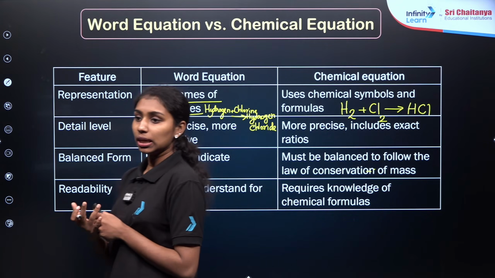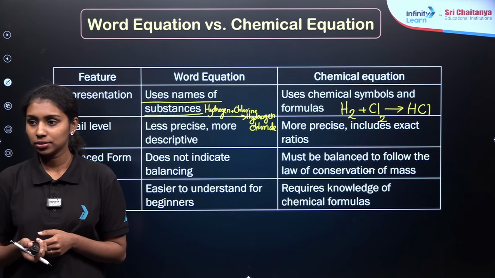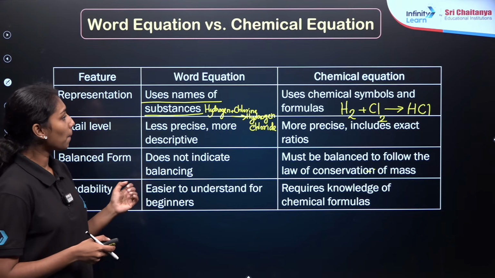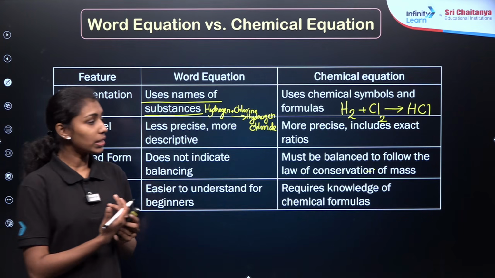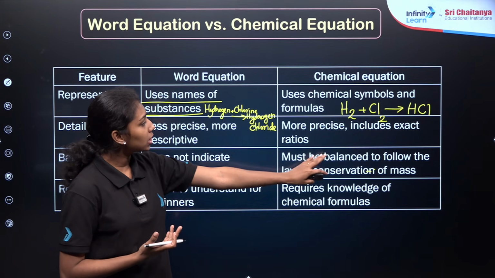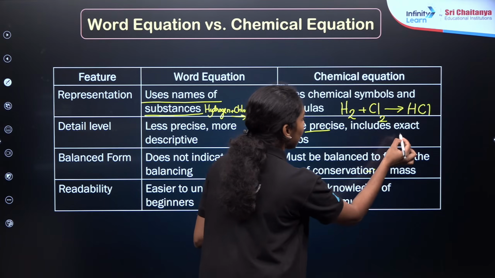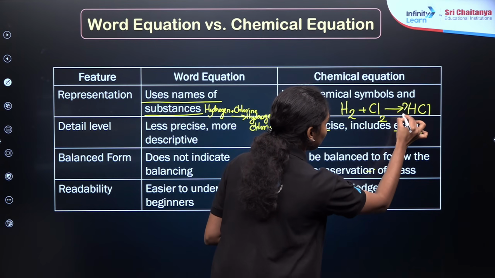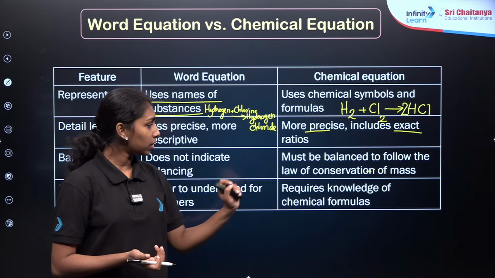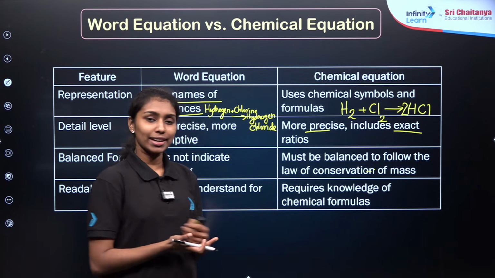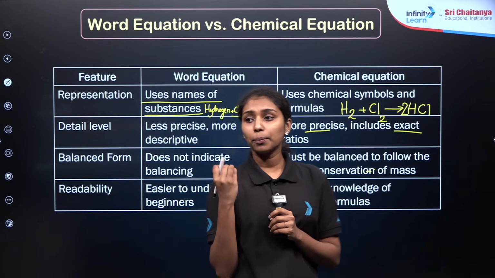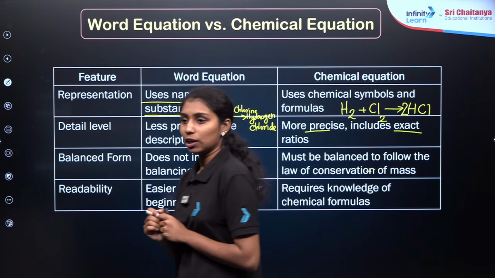But whenever we are writing chemical equations, chemical symbols are used, right? Durgesha, we are going to discuss the types of chemical reactions. It's just like hydrogen and chlorine giving hydrogen chloride. It is understood, right? So this is more precise and includes the exact ratio. For example, in the balanced chemical equation, I can understand 1 mole of hydrogen is reacting with 1 mole of chlorine to form 2 moles of HCl. So it is understood, right? It must be balanced to follow the law of conservation of mass, and it requires knowledge of chemical formulas. These are the main important differences between the word equation and the chemical equation.